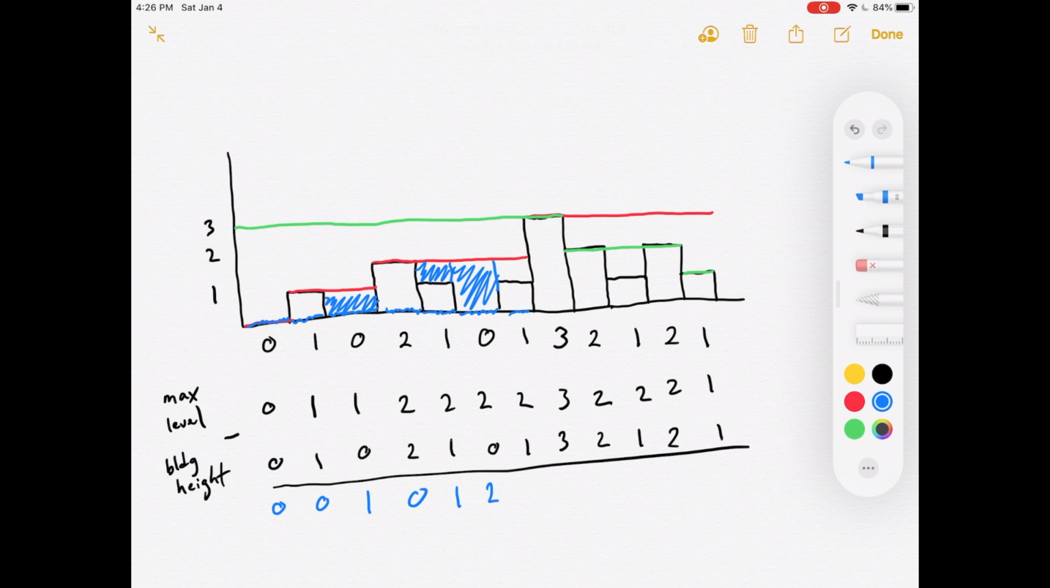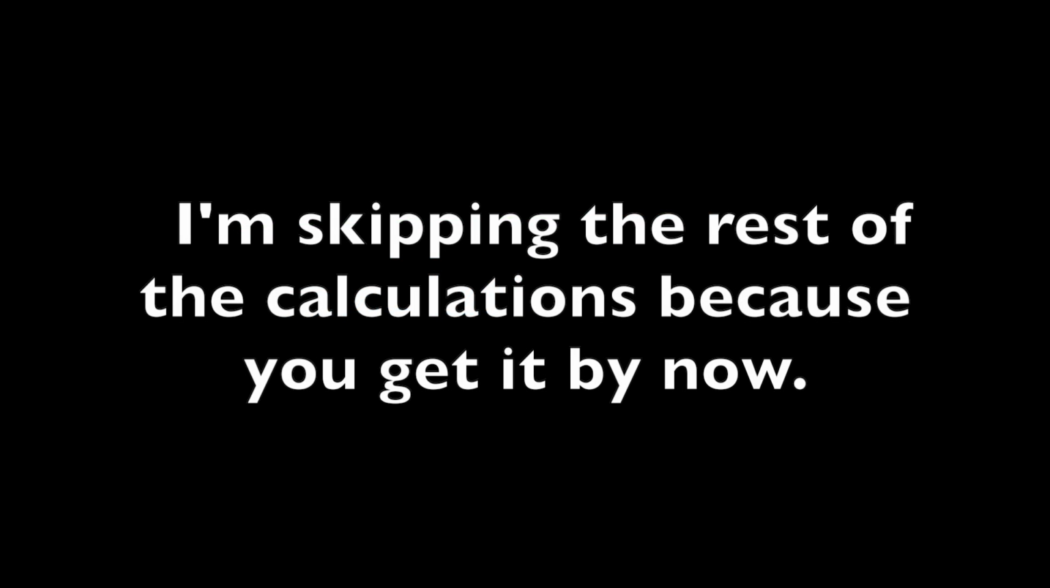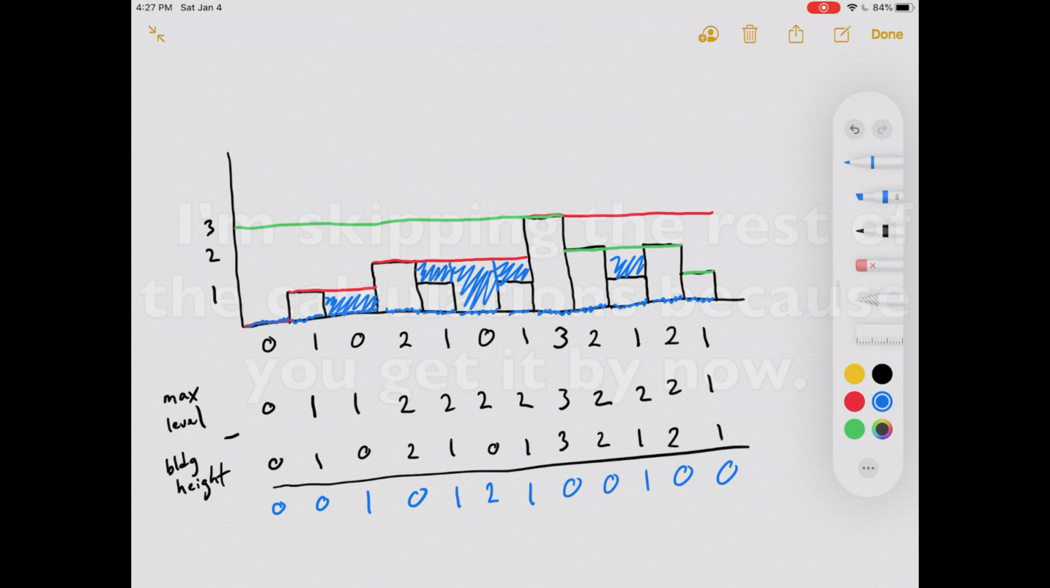Here, max potential height is 2, building height of 1. 2 minus 1 is 1. So when we add all those up, what's 1 plus 1 plus 2 plus 1 plus 1? That would give us a total water level height of 6.